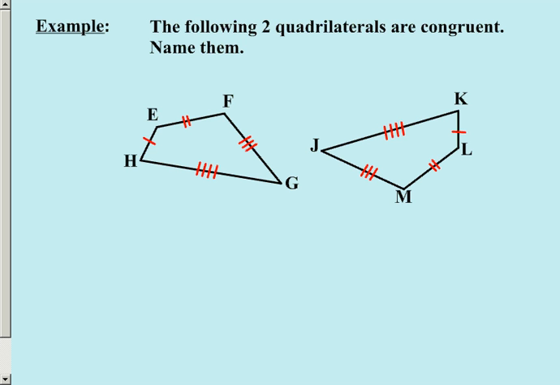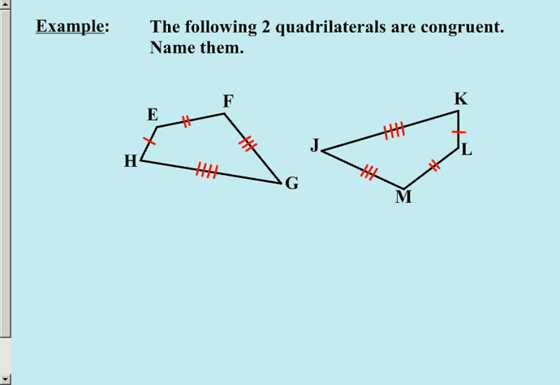Okay, so another example. For the first time this year, we're going to see a polygon bigger than 3 sides. The term for polygons that have 4 sides is quadrilateral. We will actually spend a good bit of time talking about quadrilaterals later on in the year. And this example states that the following 2 quadrilaterals are, in fact, congruent. And then it tells us to name them.